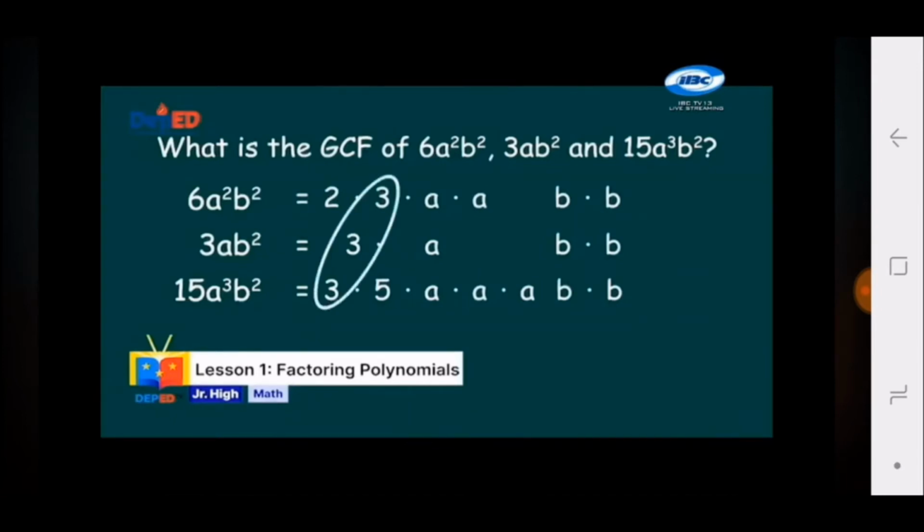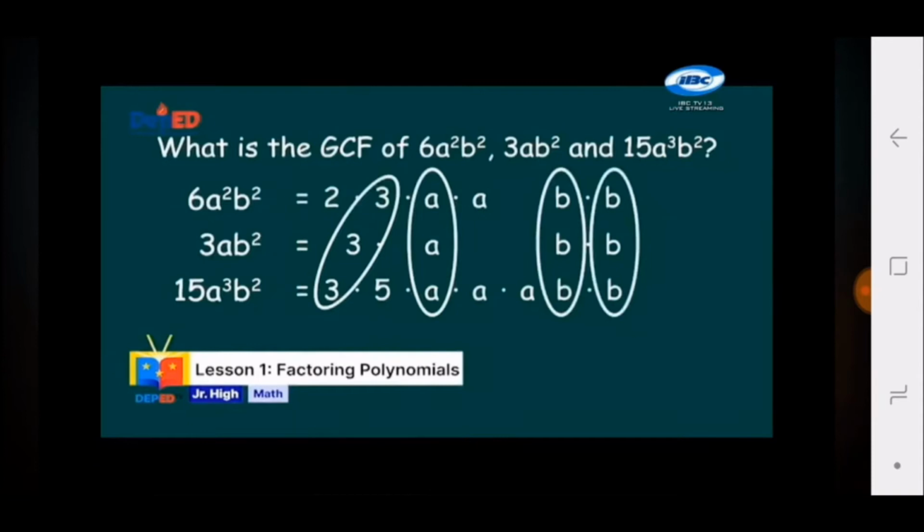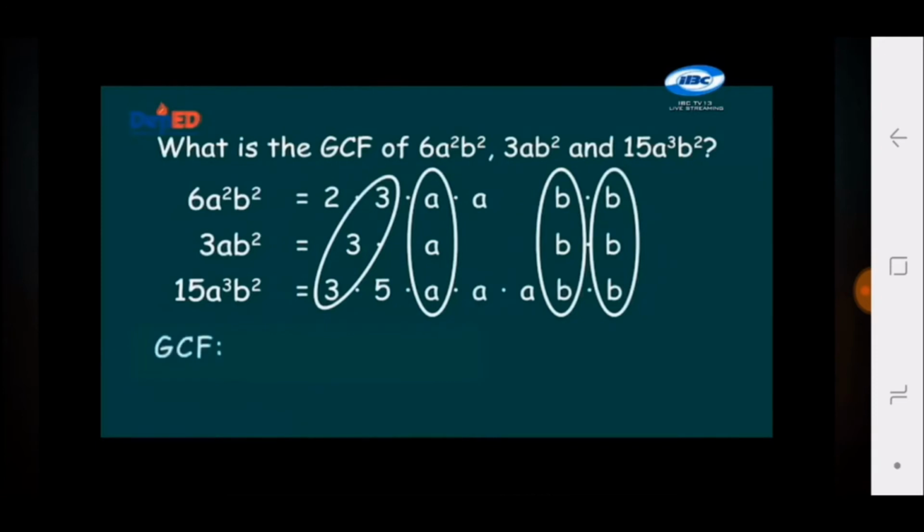Now, identify the common factors. We will have these numbers and variables. And lastly, we write the product of these factors. What would be our final answer? The greatest common factor of the expressions 6a squared b squared, 3ab squared, and 15a cubed b squared is the product 3 times a times b times b, which is 3ab squared.